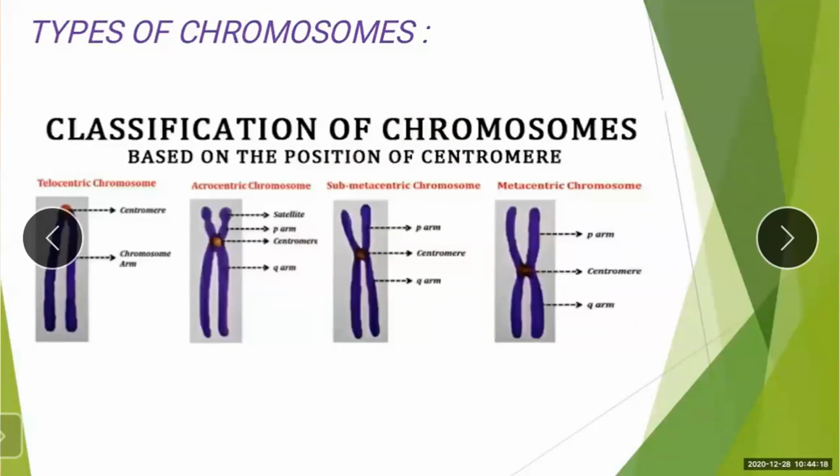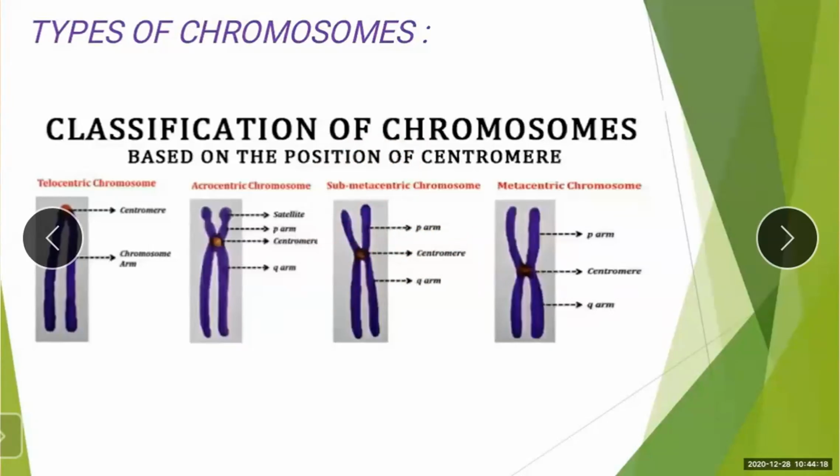Now, what is a submetacentric chromosome? You can see in the picture. The centromere is somewhere near the midpoint. It is not at the midpoint, not at the center. It is just somewhere near the midpoint in this chromosome, which therefore looks like the English letter L. And here, one arm is smaller, the upper P arm, and the Q arm is longer. Understand? In metacentric, it is V-shaped. In submetacentric, it is L-shaped.